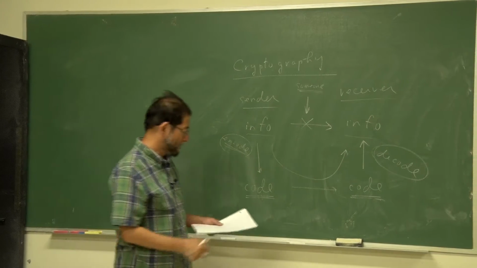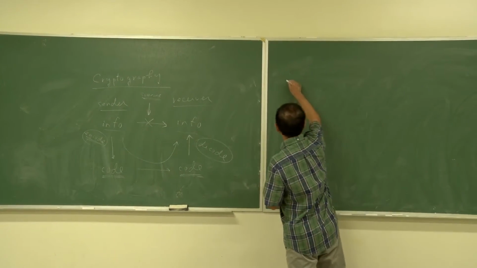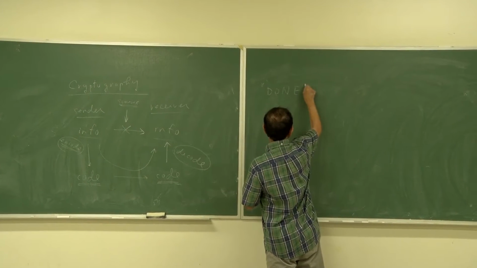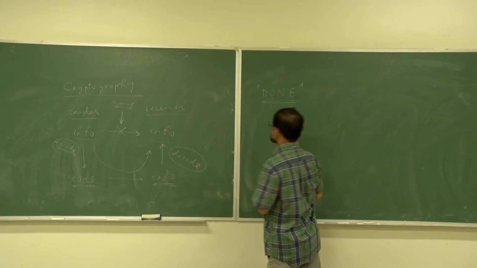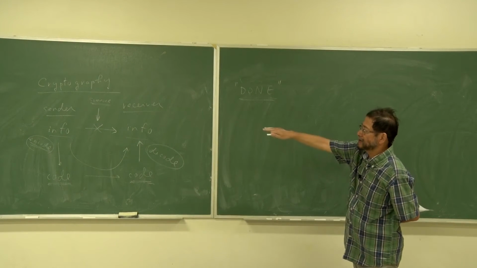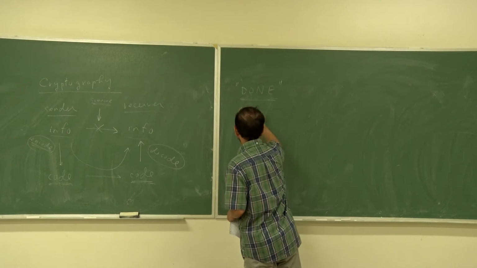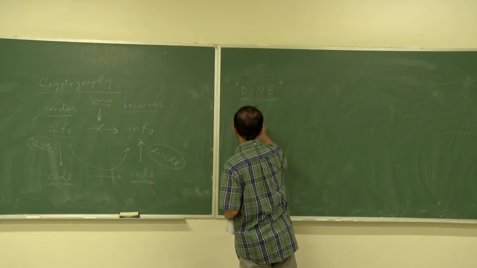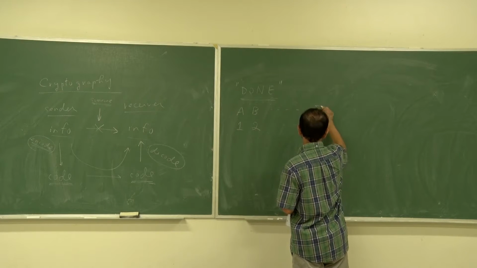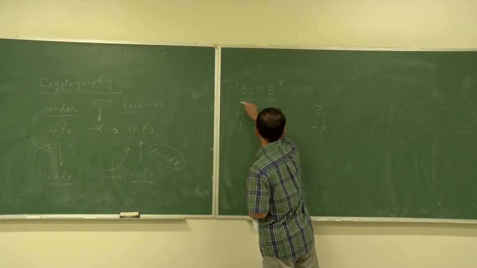So for example, suppose you want to send a message like "done." Just 4 letters here. Suppose the sender and receiver share some information, like A corresponds to 1, B corresponds to 2, up to Z corresponds to 26. So there are 26 letters like this.